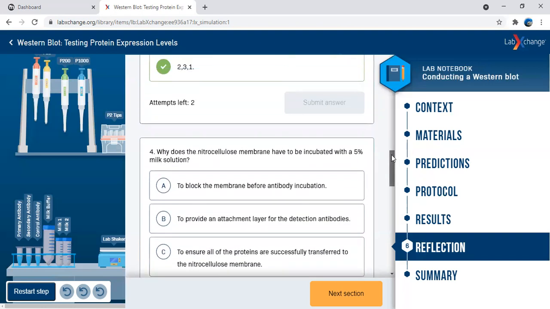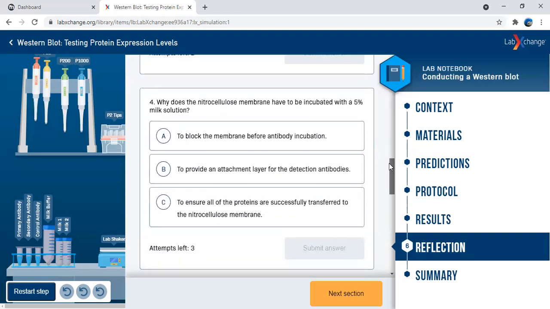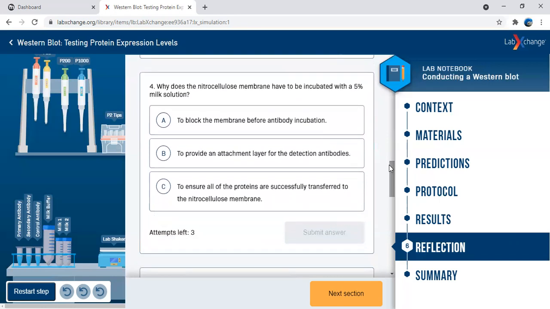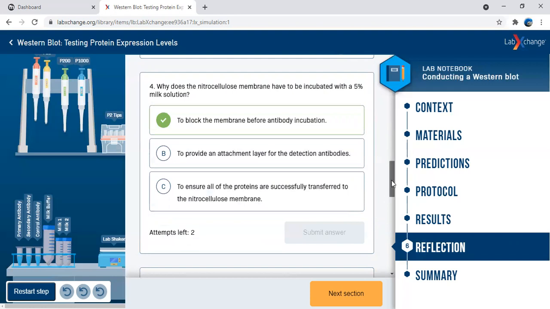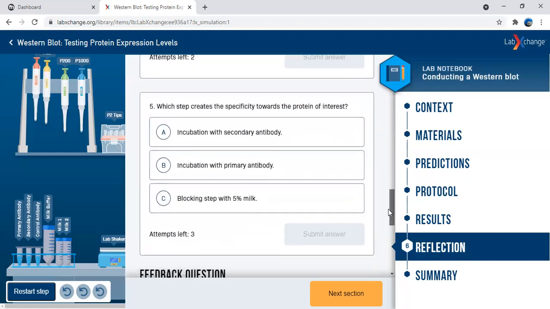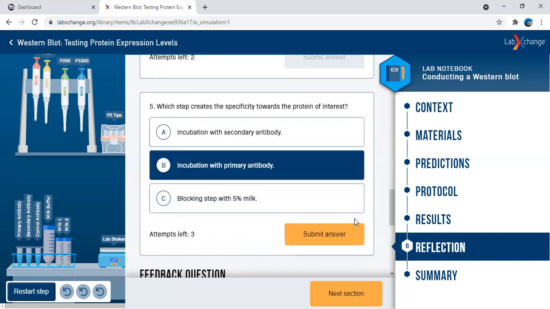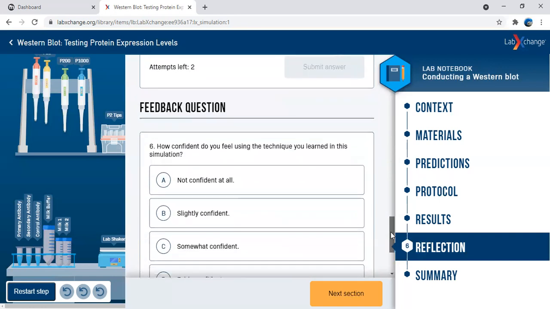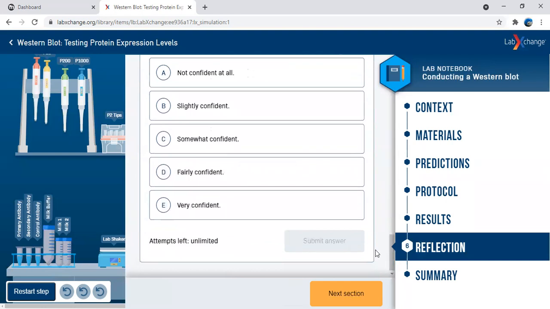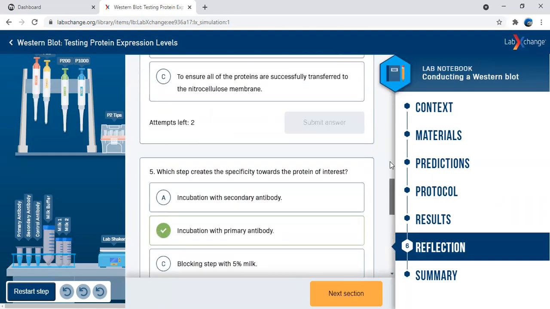Why does the nitrocellulose membrane have to be incubated with a 5% milk solution? This blocks the membrane for antibody incubation. And which step creates a specificity towards the protein of interest? It would be once we add the primary antibody and its incubation. How confident do you feel using this technique? I feel very confident. Thank you.